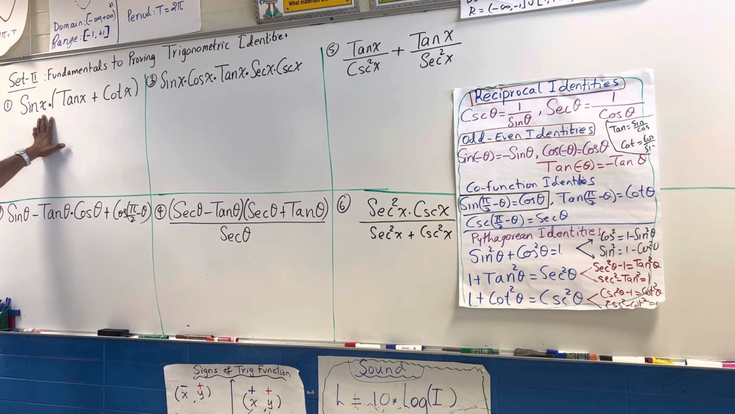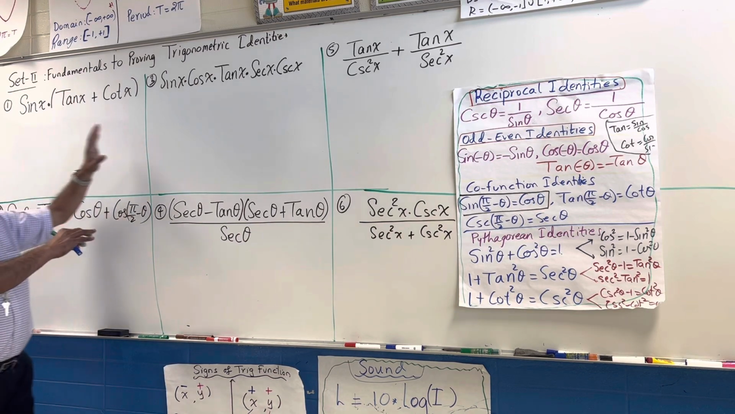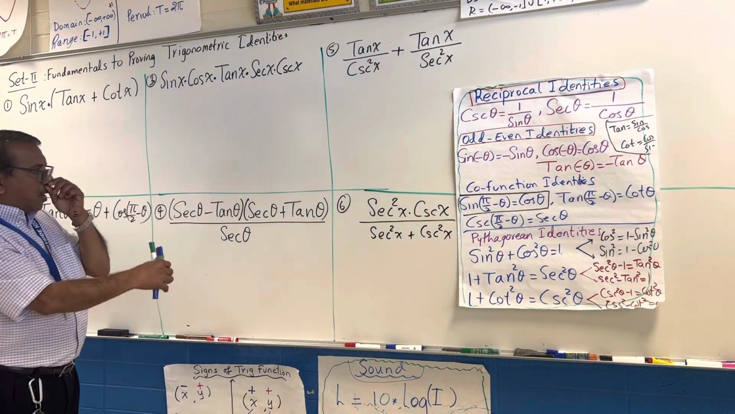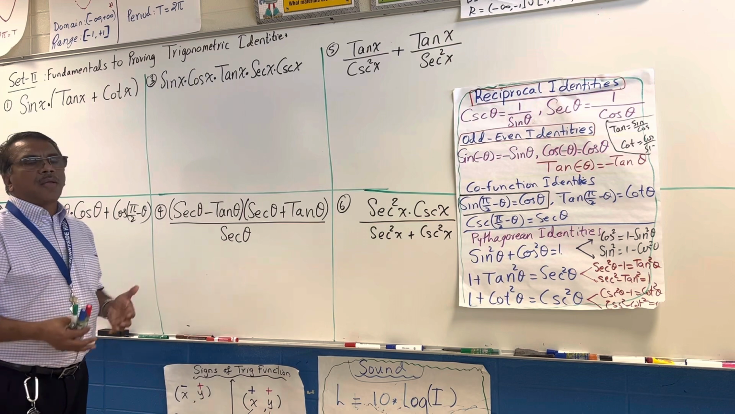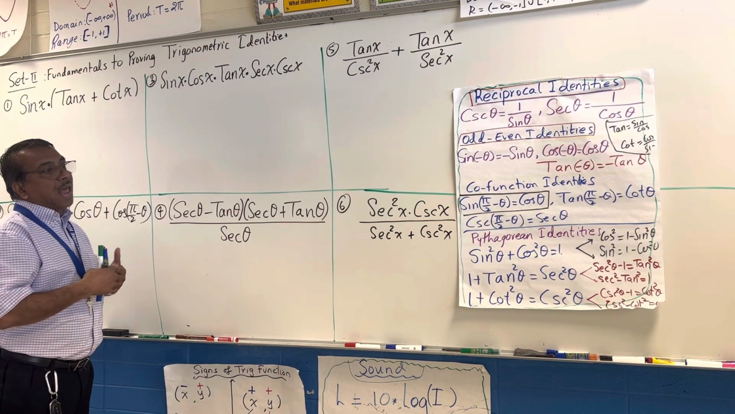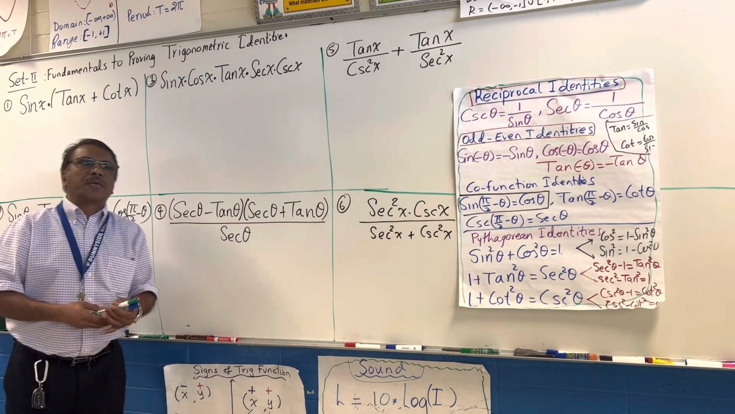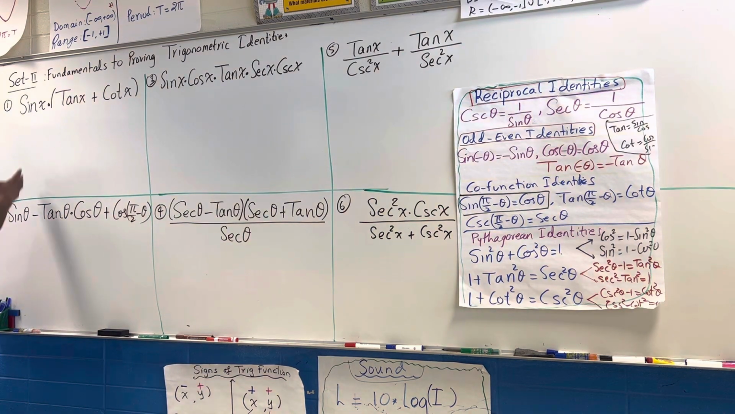Here, the first one, you can clearly see that. Write down in your notebook, make sure you have all these steps written down neatly. In this set, problems 1, 2, 3, 4, 5, 6, most of them we are going to change so that the last step is written in terms of sine and cosine. The first one already has sine x, you can't do anything about it.